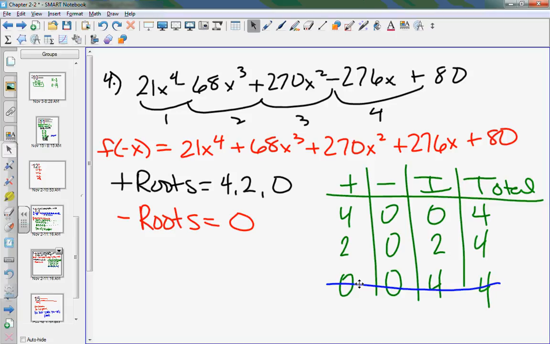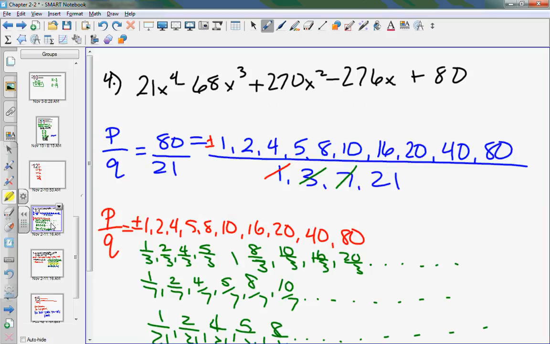I'm going to have this right here. This is my solution. I'm going to have two positive, I'm going to have two imaginary. Do we all understand that? Okay, well now I need to figure out what's it going to be. So based upon that, now I need to go back to my P over Q values.